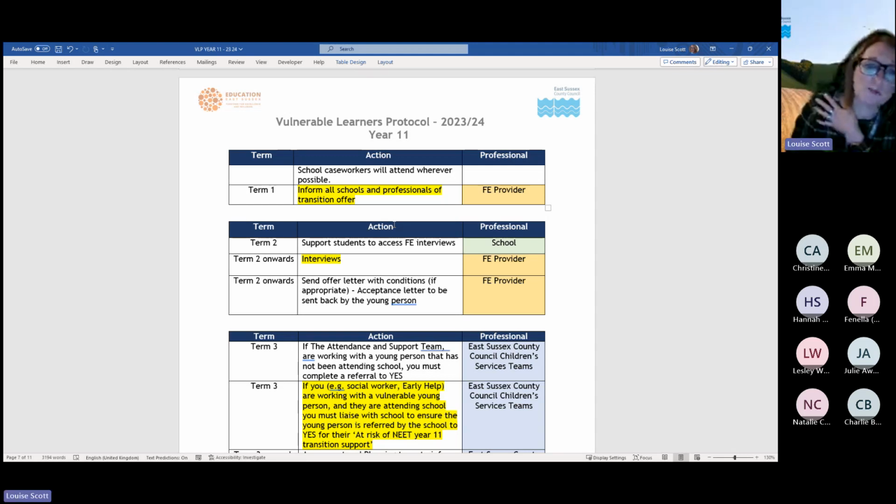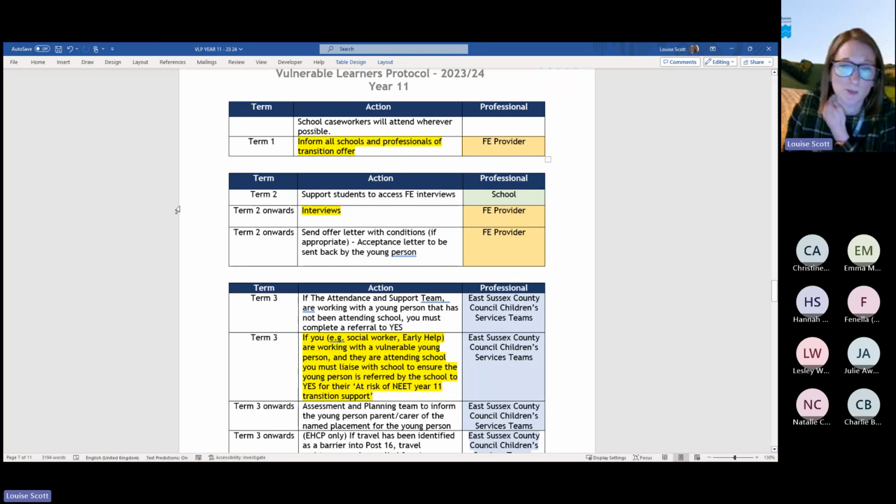And then we've got here term 2 onwards from the further education provider interviews. So, you know, as further education providers, you know that those interviews will be happening. So, as I said at the beginning, this isn't reinventing the wheel. These are things that you're already doing, but it's about putting it all down there in the protocol so everybody can understand that whole picture.